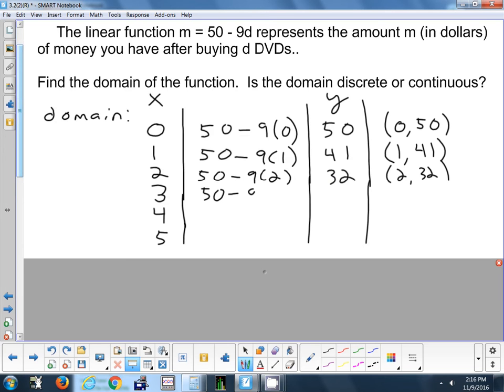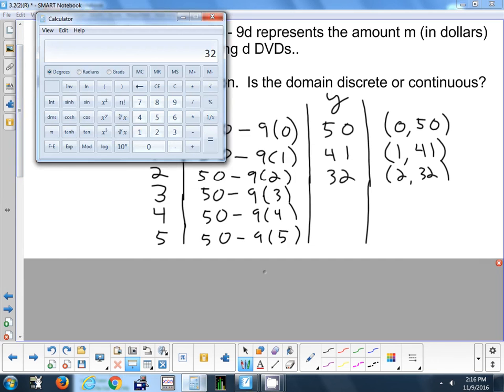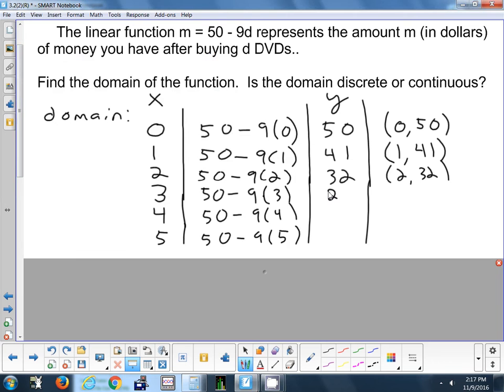So 50 minus 9 times 3. 50 minus 9 times 4. 50 minus 9 times 5. We just have to do each one of those. Can somebody help me? What's 9 times 3? 27. So let's do 50 minus 27. That leaves me with $23.